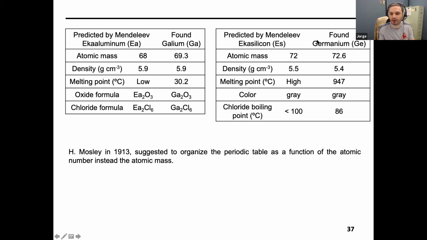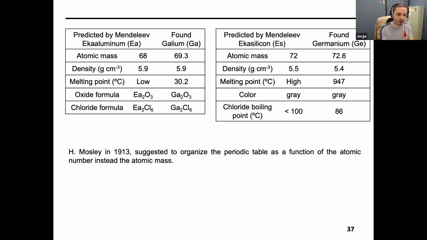Later on, this element was discovered and is germanium. Atomic mass really close to the predicted one. Density almost spot on. Melting point is 947, so it's a high melting point. The color, very precise, gray. And here, very good prediction for the boiling point of the chloride as well, 86 degrees, which is lower than 100. So therefore, that is the nicest thing of his table.